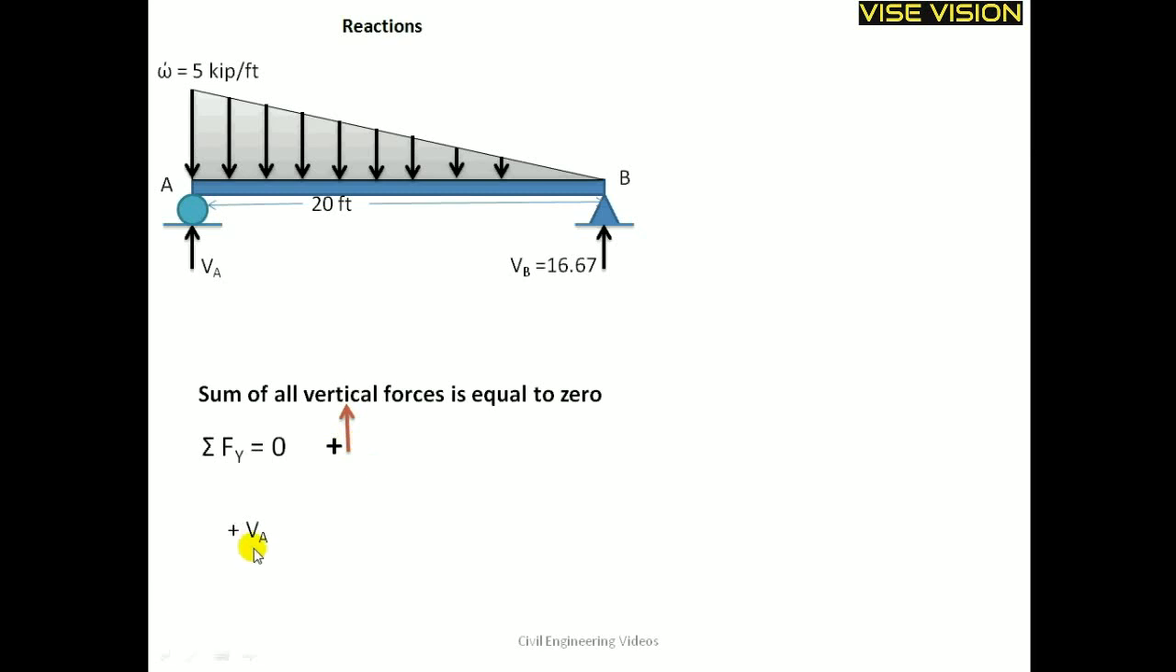The VA is acting upward, taking it as positive, and 16.67 acting upward, taking it as positive, and 5 into 20 divided by 2 because it is UVL, it is acting downward, taking it as negative, and their sum is equal to 0. You can see that in this shape only three forces are acting: VA, VB and this UVL. Arranging it, we get VA equal to 33.3, acting upward.